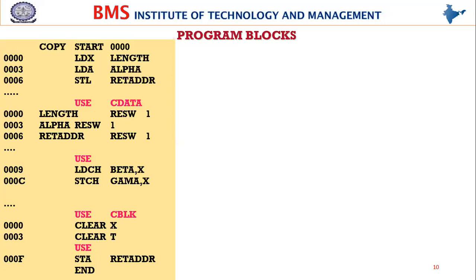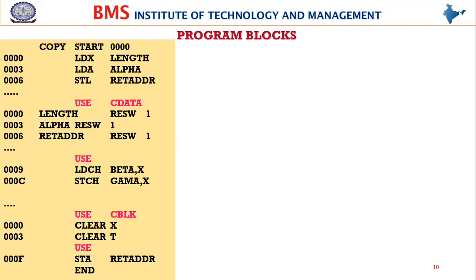Then after some statements, we have again the directive USE followed by CBLKS, which contains two instructions, CLEAR X and CLEAR T, belonging now to a new block called CBLKS. Totally here we have three blocks: default, CDATA, and CBLKS. Followed by that, we have again USE, which puts the next two statements into the default block. So the default block has three parts, and CDATA has one part and CBLKS has one part.